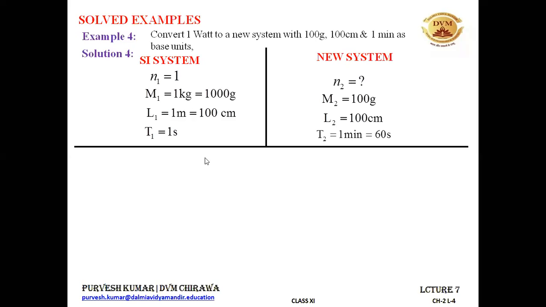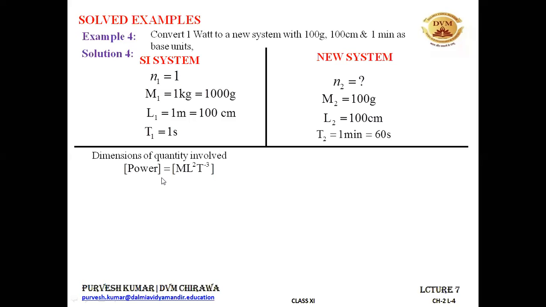Now we have to write the formula, but before that, write the dimensions of the quantity involved. So the quantity involved is power, because what is the SI unit of power? So I need to write the dimensions of power. The power has dimensions as ML2 T minus 3. All right.